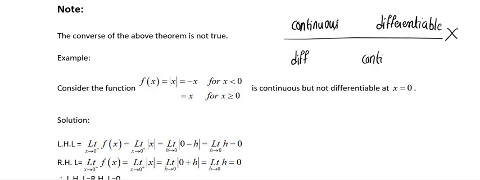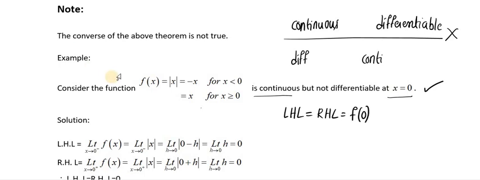For this, we are considering one example. Here we are defining f of x equal to mod x, that is, minus x for x less than 0, and x for x greater than or equal to 0. This function is continuous, but it is not differentiable at x equal to 0. Continuous means, how are we going to show it? LHL equal to RHL equal to f of 0.